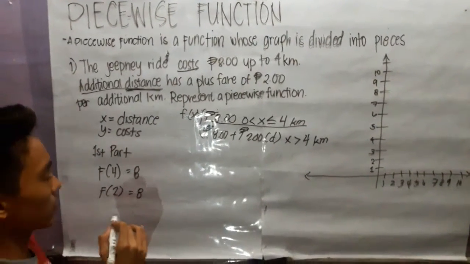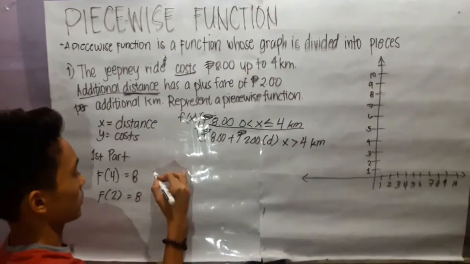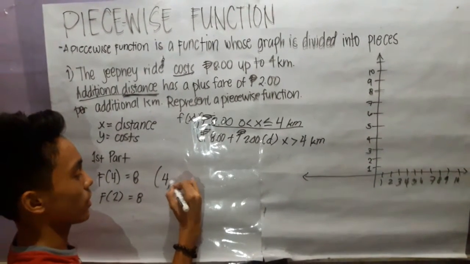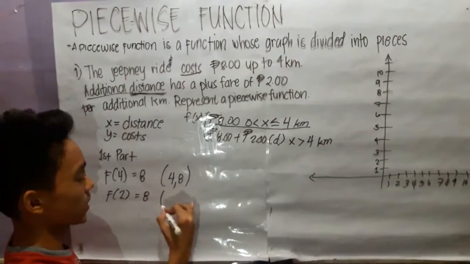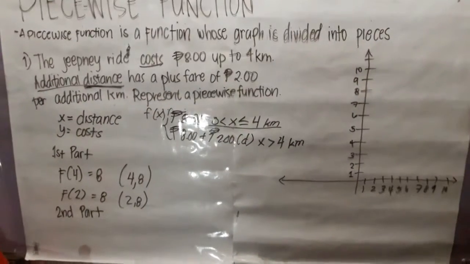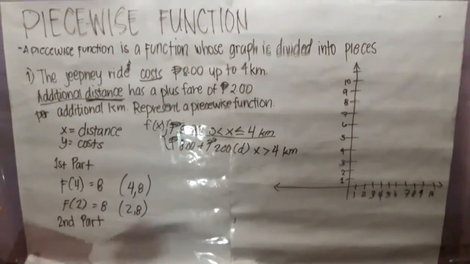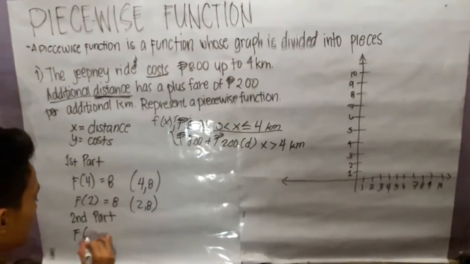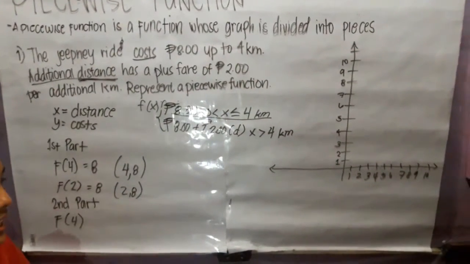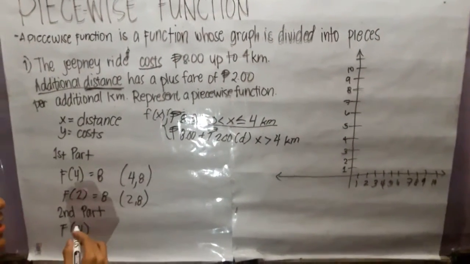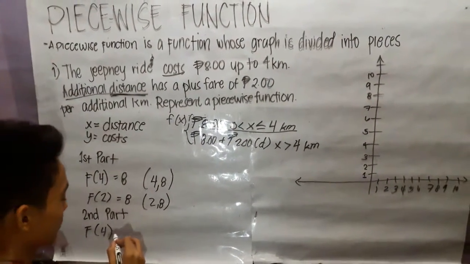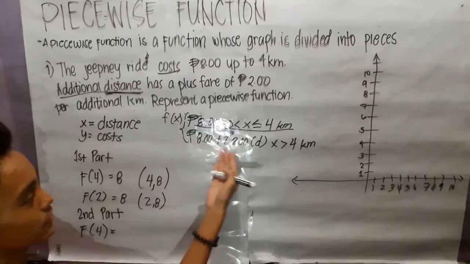Now, we have the coordinates of the first part. So, the first coordinate is 4, comma 8. And the second one is 2, comma 8. Now, we will solve the second part. So, f of 4. So, we will use again the 4, because it is the value where things in the function change. So, ito naman ang gagamitin nating formula.